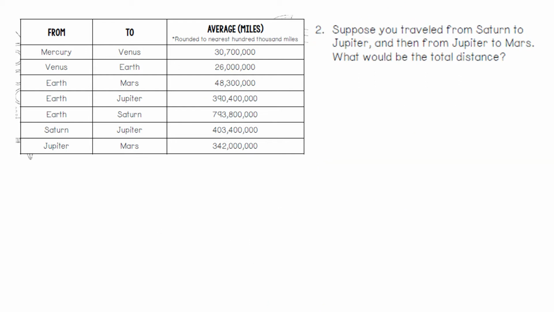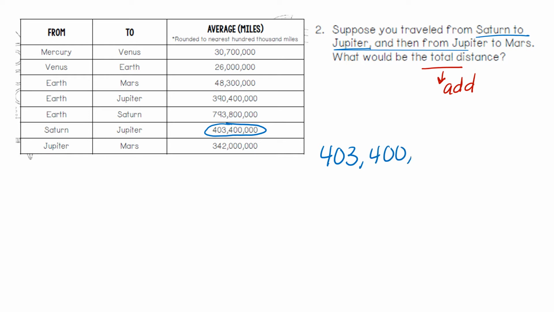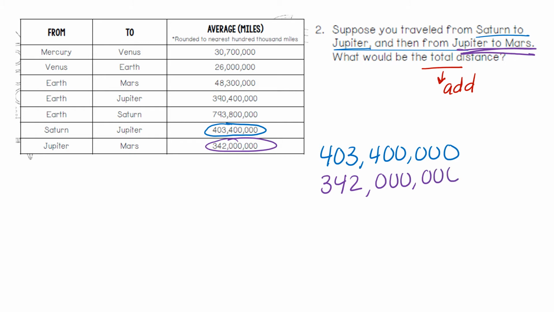For number 2, it says, suppose you traveled from Saturn to Jupiter and then from Jupiter to Mars. What would be the total distance? When we have the word total, total means to add. So we're going to add our two numbers together. So the first number is Saturn to Jupiter. Saturn to Jupiter is this number here at 403,400,000. And then if we want to see how far it is from Jupiter to Mars, it's going to be this number here, 342 million, excuse me. And we're going to add those together.